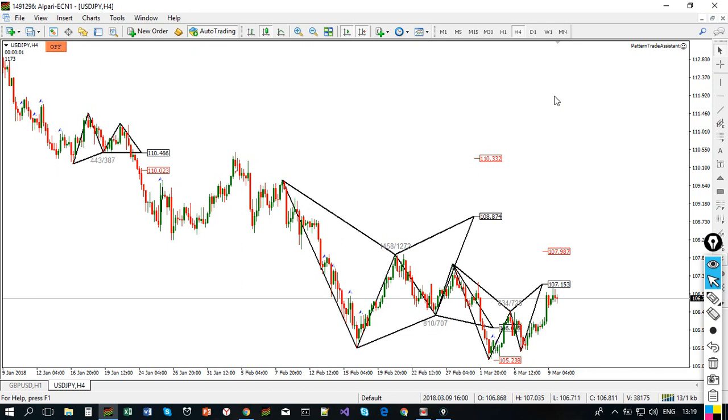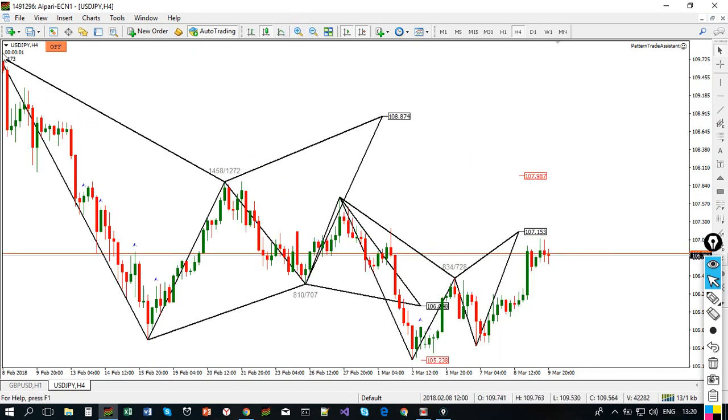And now let's go. The first trade that I'm looking at is this pound yen 4 hour. Okay, the completion of the pattern is 107.15.3. This is the completion of the pattern, and this is the invalidation of the pattern, 107.98.7. So what is the plan? How do I trade these setups?